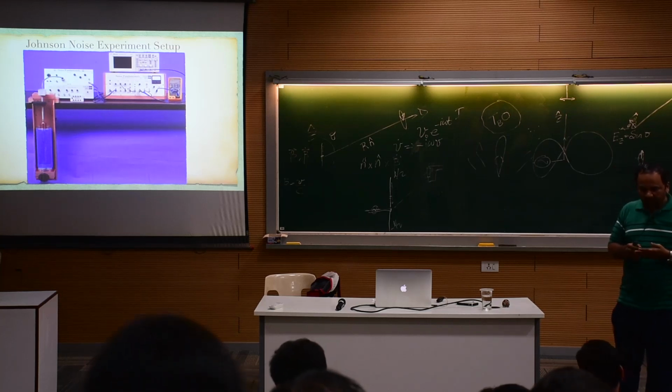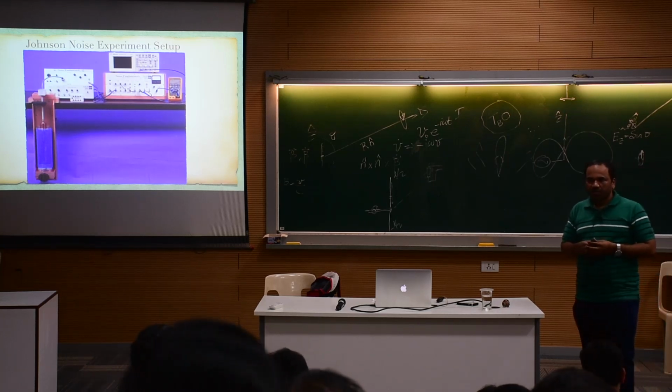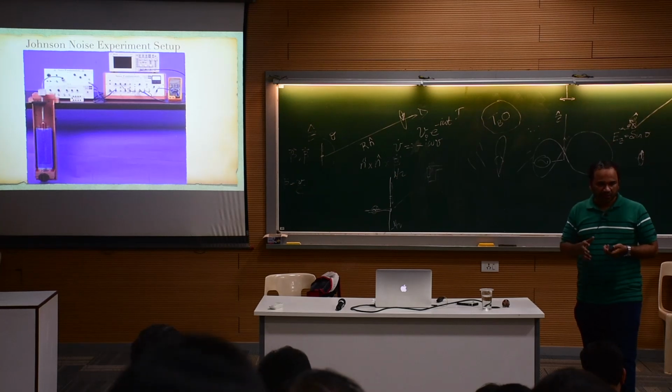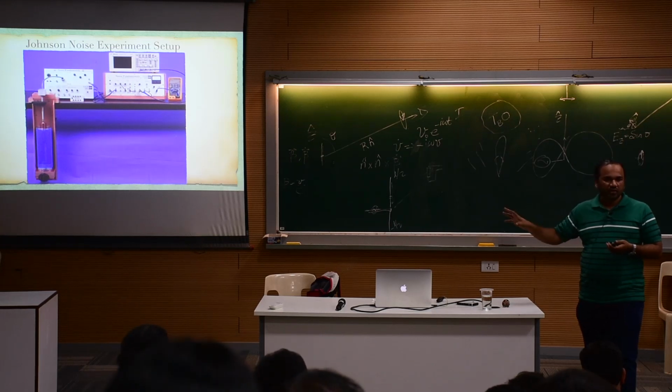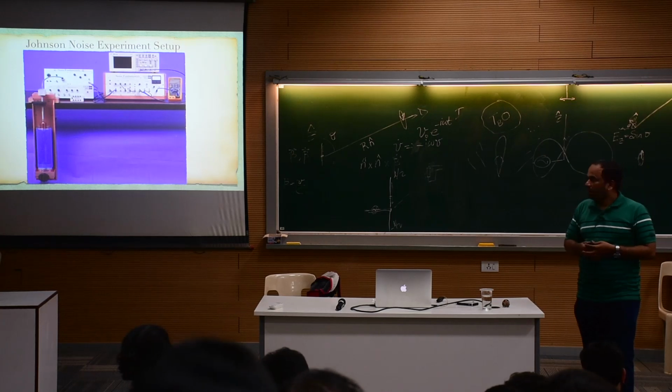So whenever we see there is any change in the temperature, the change in the bandwidth, change in resistivity, we should be able to see there is change in the total power or the voltage at the output.